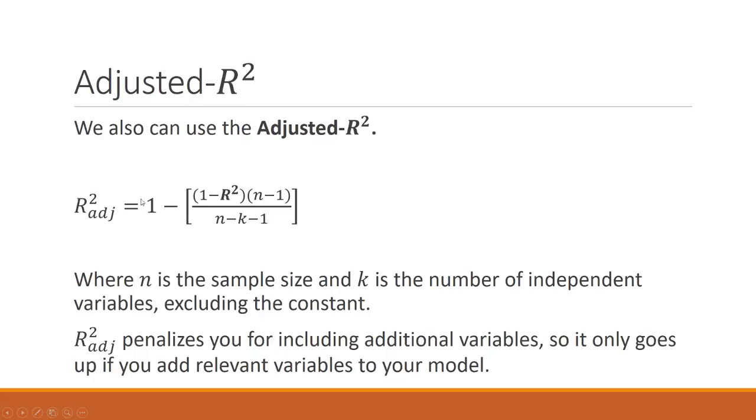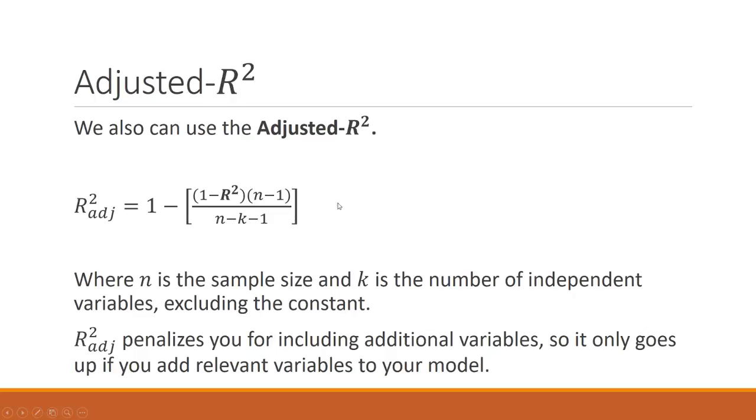Now, why is this better? Why does this help? What happens is that the adjusted R squared penalizes you for including additional variables, so it only goes up if you add relevant variables. What do I mean by penalize you? I mean that as you increase the number of independent variables, the adjusted R squared will go down, unless, of course, those variables improve the fit of your model.